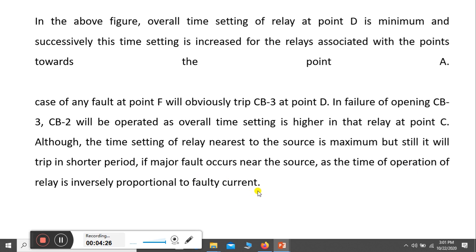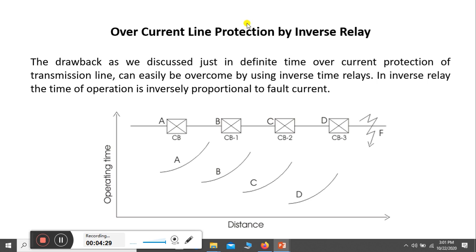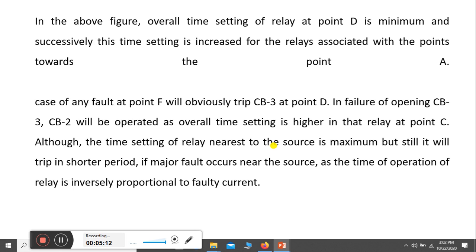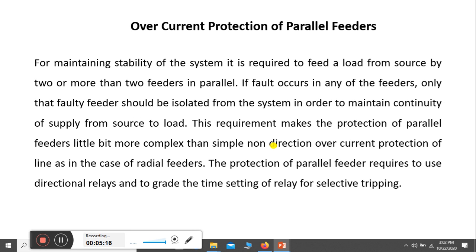So what this tells us is that with inverse time relays, the CB nearest to the fault point will operate, but if that CB doesn't operate, then the next CB will operate. As we move toward the source side, the CB placed near the source will carry the maximum fault current. That is the inverse time relay: for the maximum current, the time of operation will be minimum, so it will operate immediately to avoid further damage to the system. This is the overall operation of the inverse time relays.